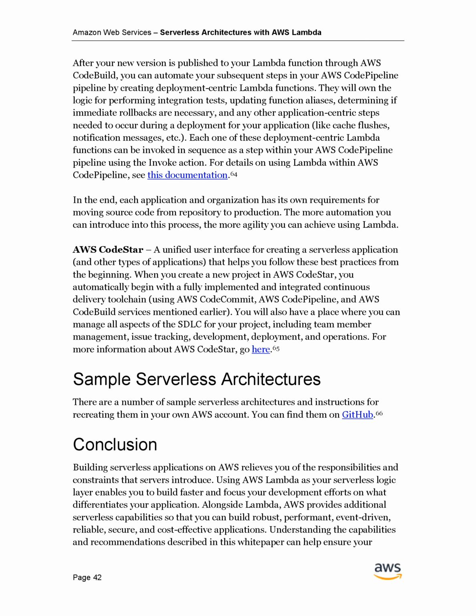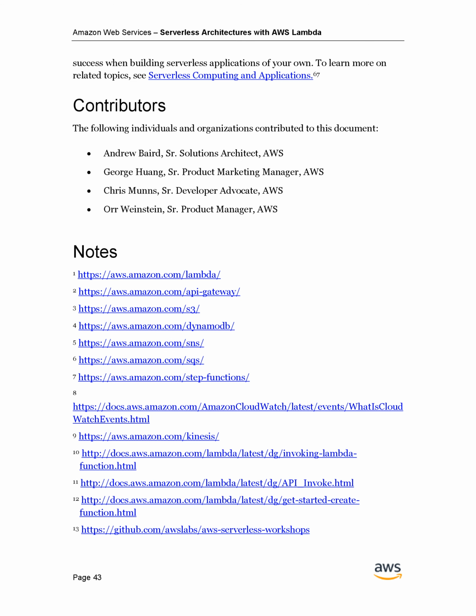Conclusion. Building serverless applications on AWS relieves you of the responsibilities and constraints that servers introduce. Using AWS Lambda as your serverless logic layer enables you to build faster and focus your development efforts on what differentiates your application. Alongside Lambda, AWS provides additional serverless capabilities so that you can build robust, performant, event-driven, reliable, secure, and cost-effective applications. Understanding the capabilities and recommendations described in this white paper can help ensure your success when building serverless applications of your own. To learn more on related topics, see Serverless Computing and Applications.